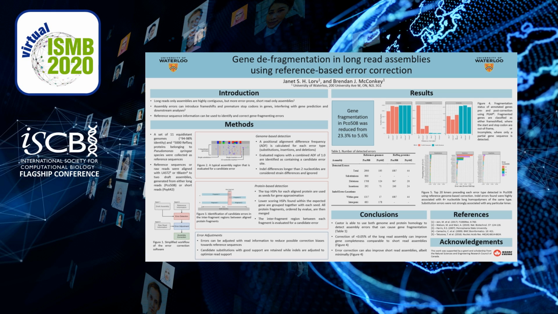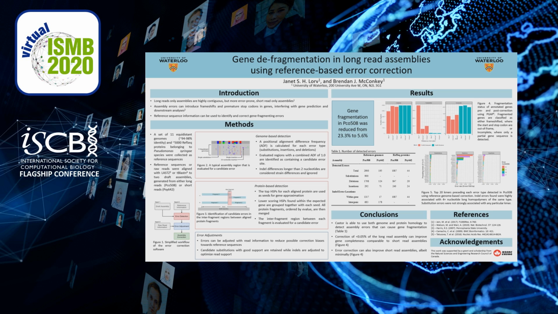However, there is one big caveat in that these assemblies are more error-prone. And why that is important is that many of these errors, which are primarily insertions and deletions, can introduce frame shifts and premature start and stop codons in a gene. In fact, a lot of annotated genes in these assemblies are likely to be fragmented.